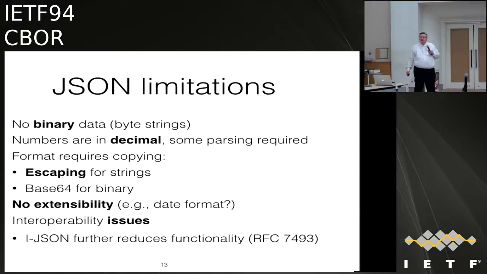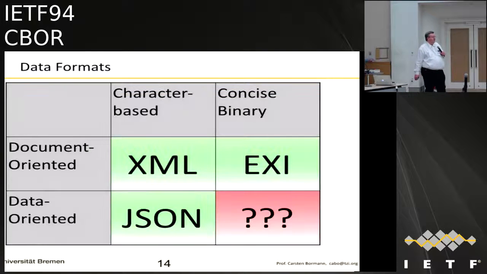So for a long time, I have used this slide here in my talks about data formats. The XML people actually have at some point defined something called EXI, which is their Efficient XML Interchange, a binary format for sending around XML data. And we just had no idea how to do this in JSON.